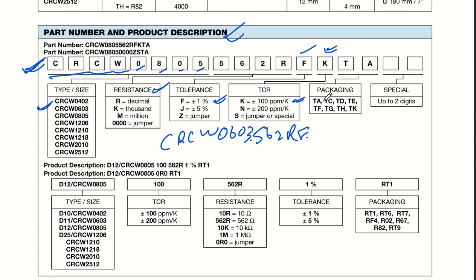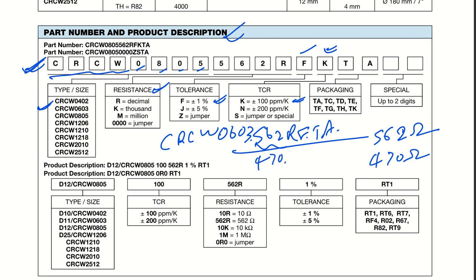Now TA is the packaging, so tape and reel, something like that. So if you want, you can go ahead directly. So TA. This is the understanding of 562 ohm. If you want 470 ohm, then you have to change this 562 to 470. That's all. This is the understanding of the resistor values. Similar to that, if you want to change the package size, you have to write 1210 or 1206 here, something like that. So this was all about the part numbering in the data sheet.